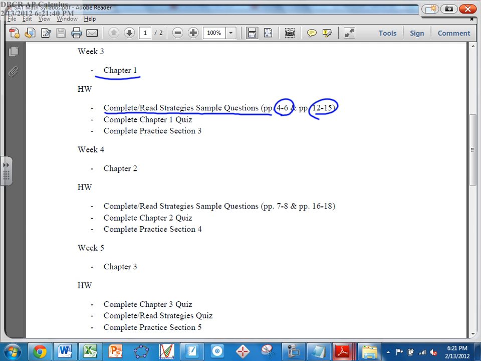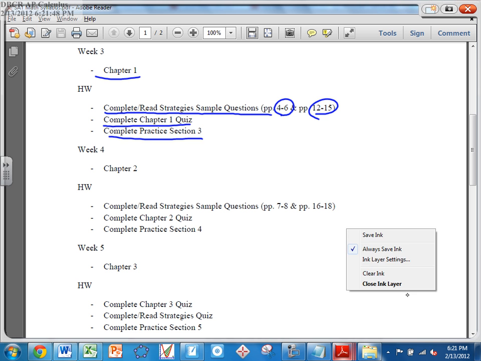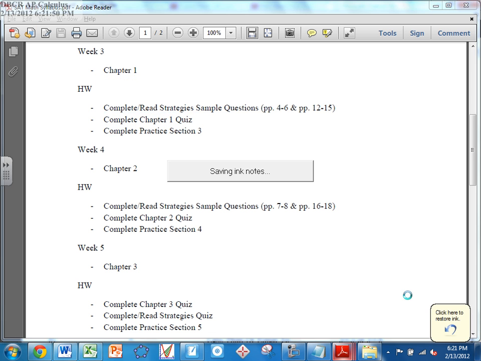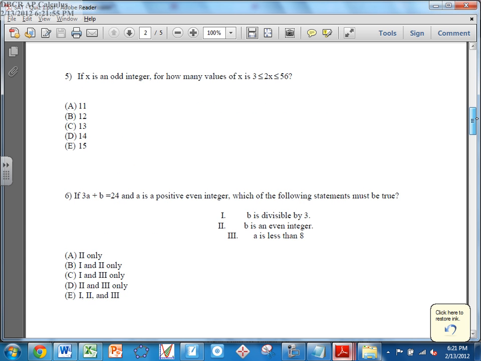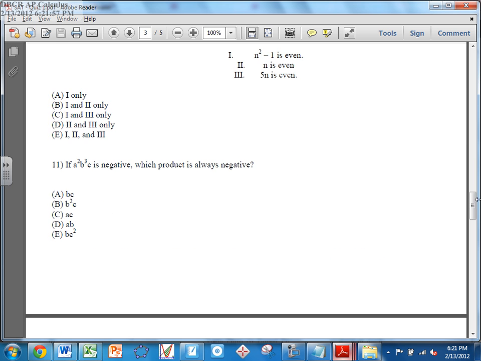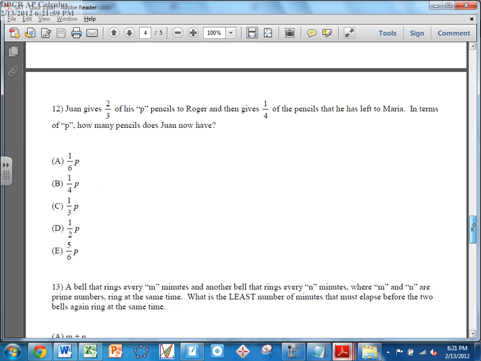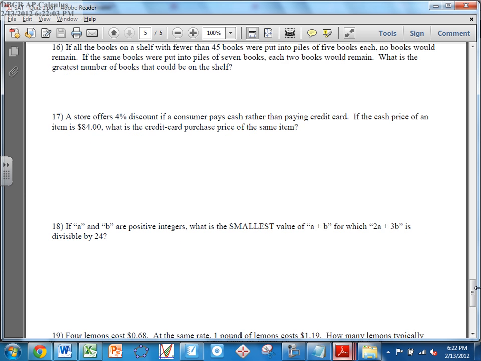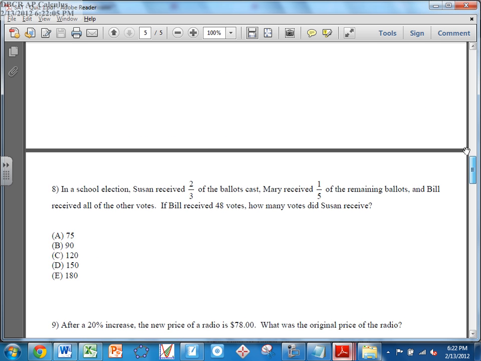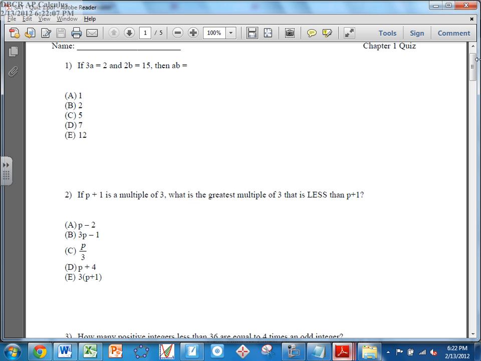There's also a Chapter 1 quiz that you can work on based on what we just did, and there's also another practice section. Let's see what those look like real quick before we quit here. The Chapter 1 quiz looks like this. It's all multiple choice in the beginning. You're going to see a lot of multiple choice problems here, and some of them are tricky. And then eventually the last few of them are going to be grid-ins. So again, practice these this week. At the end of the week, I'll put the solution up. On Friday, the solution will go up for this.